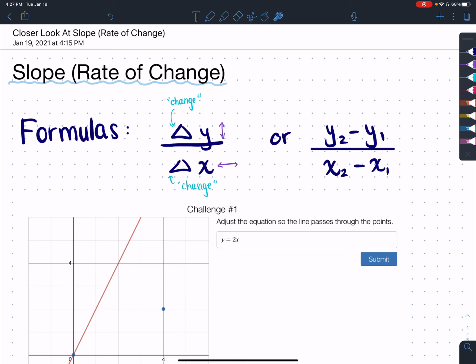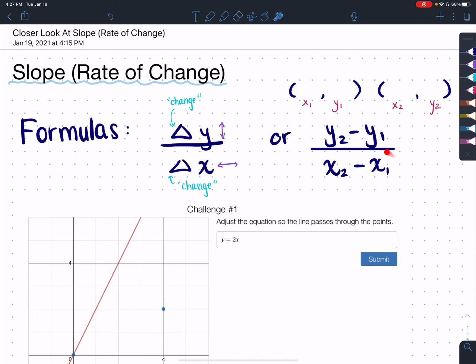You take two coordinates, essentially. So we have one coordinate and another coordinate. And the first coordinate gets labeled, this is your first x, this is your first y. And then the second coordinate gets labeled, this is your second x, and this is your second y. So that change in y gets calculated by subtracting the first y from the second y, and that will calculate how much it's changed from this point to this point vertically.